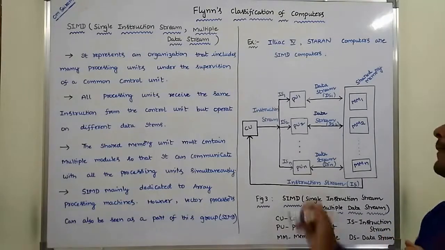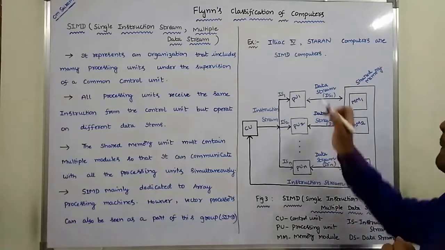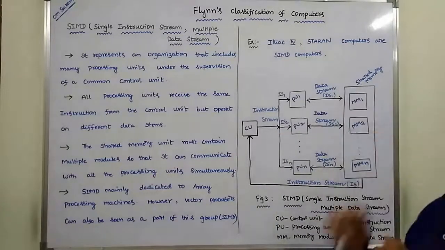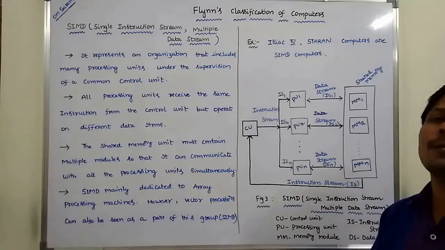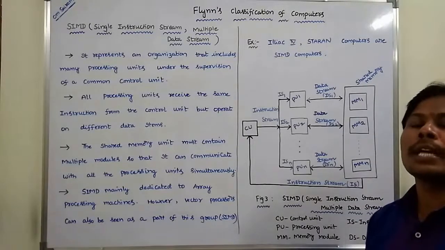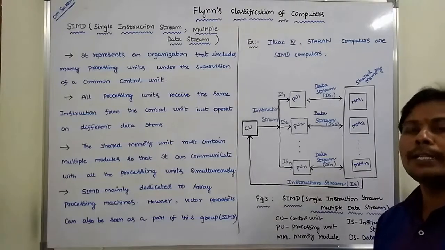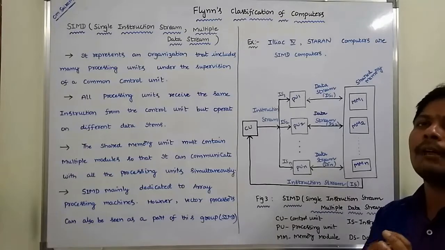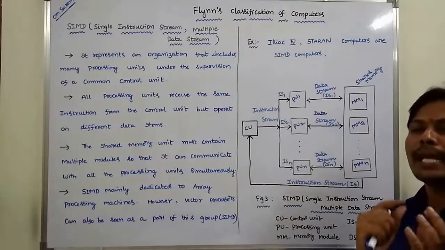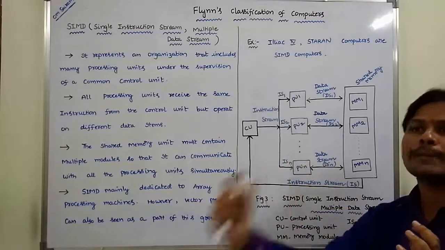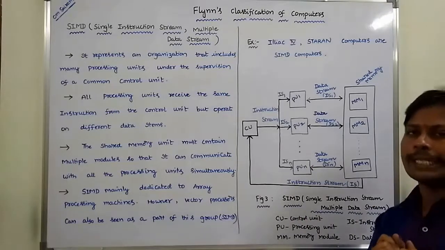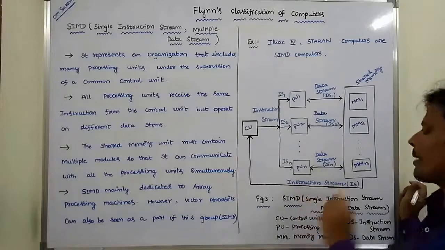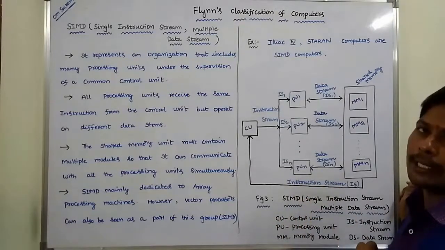computer consists of a single control unit, multiple processing units, and one shared memory unit. In that shared memory unit, the total shared memory can be divided into several memory modules. Each memory module can send the data to the corresponding processing unit. So this is a single instruction stream and multiple data streams.